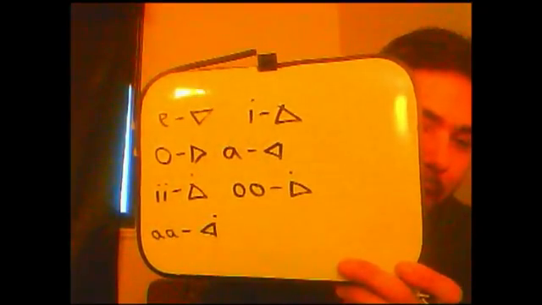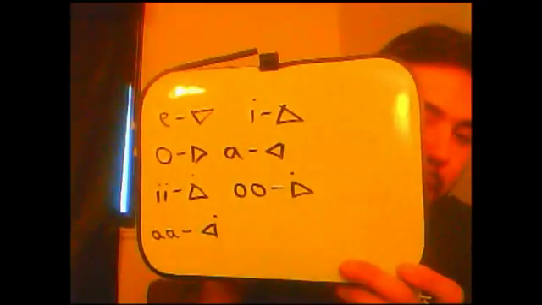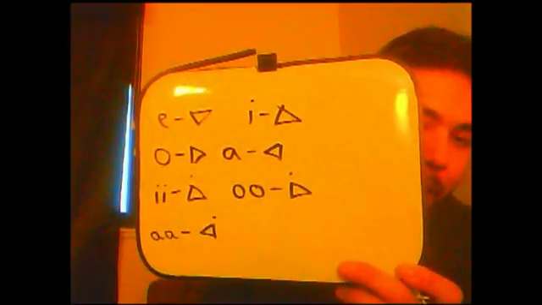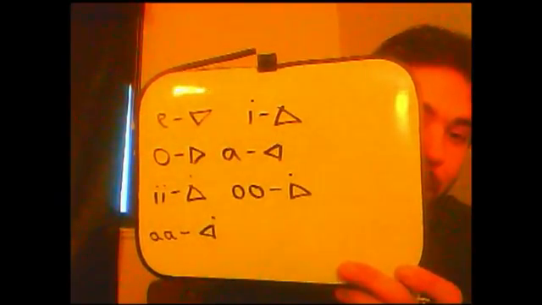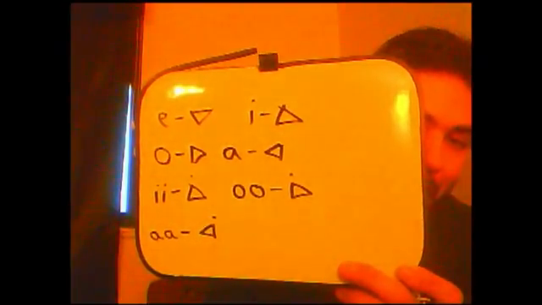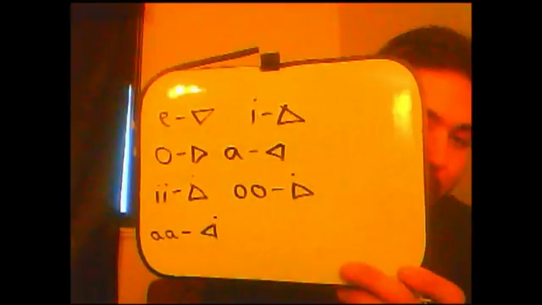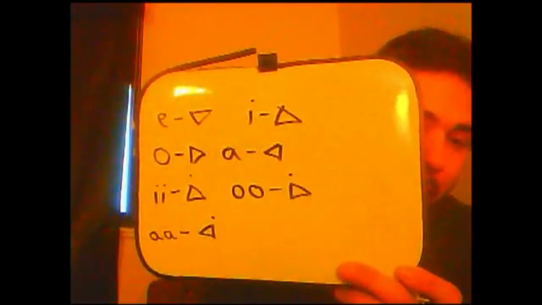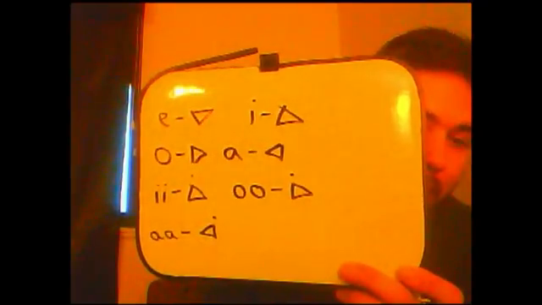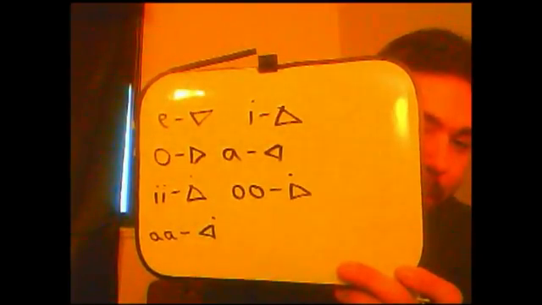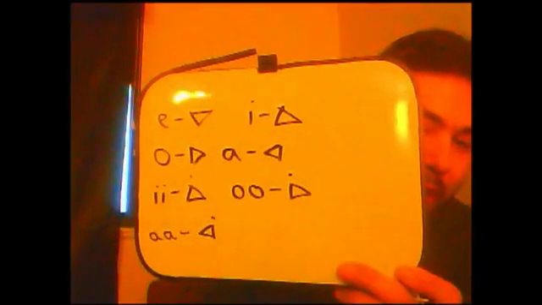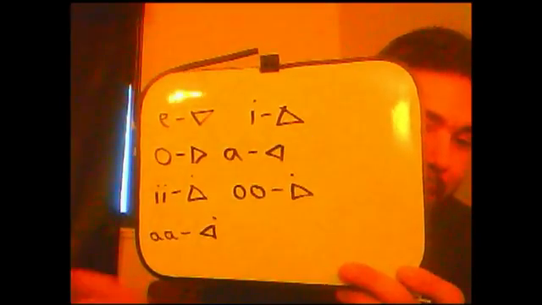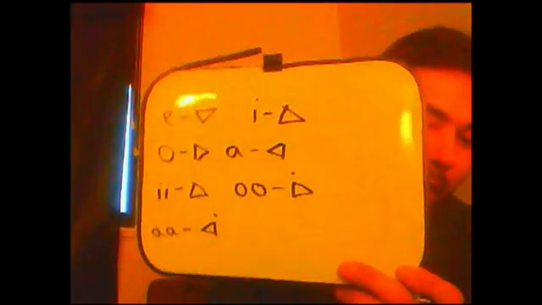Okay, these are your basic vowels. You have the E, pronounced E, which is represented as a triangle pointed down. I, pronounced I, which is represented as a triangle pointed up. O, pronounced O, which is represented as a triangle pointed to the right. A, pronounced A, which is a triangle pointed to the left. Double I, which is pronounced E, which is a triangle pointed up with a dot over it. The double O, pronounced oo, which is a triangle pointed to the right with a dot over it. And double A, which is just an elongated ah, which is a triangle pointed to the left with a dot over it.